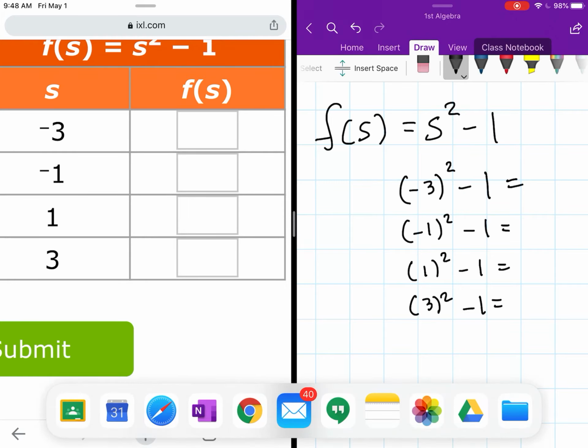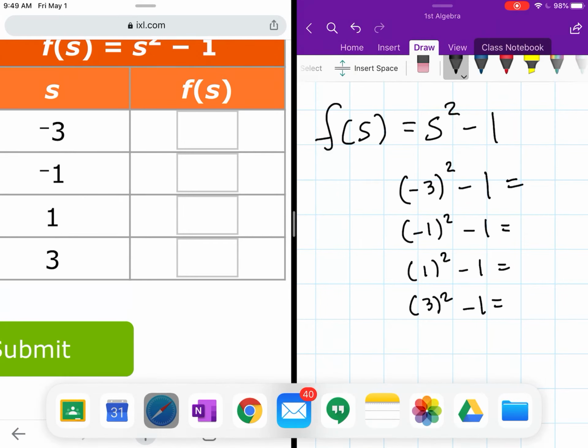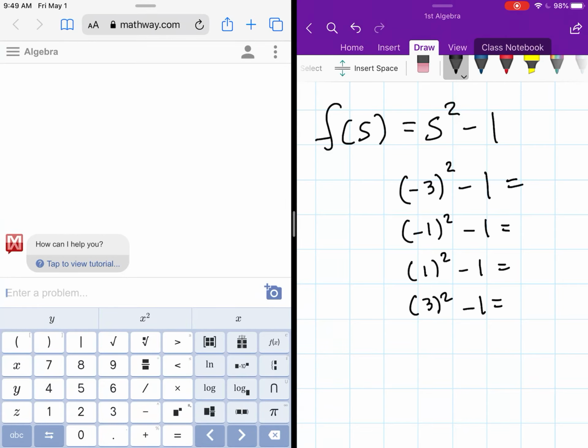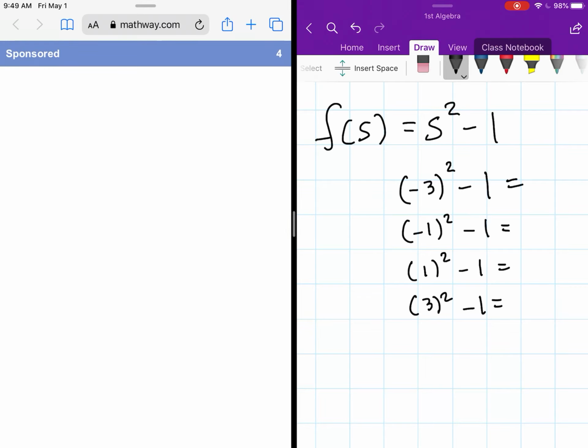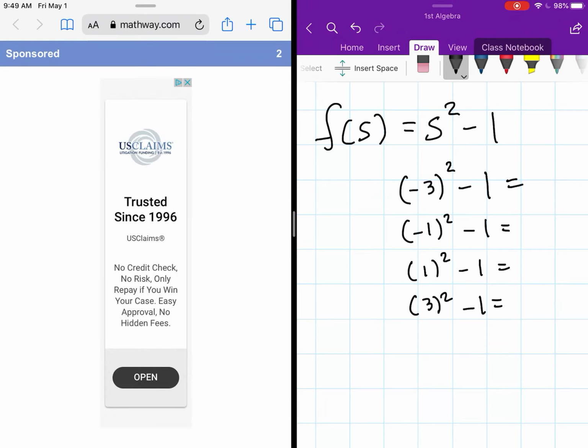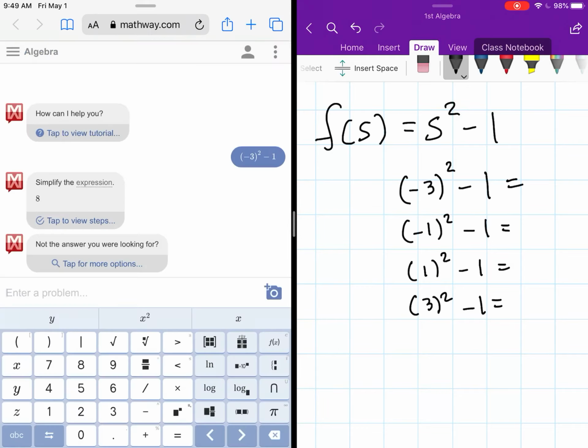So what I'm going to do now is I'm going to come over to Mathway. I'm going to be typing those in. So parentheses, negative 3, exponent 2, minus 1. This topic really isn't hard. It's just going to take a while for you to type everything in and start getting your answers from it and then go back and submit everything. So it's not a difficult topic, it just takes a little bit of time.